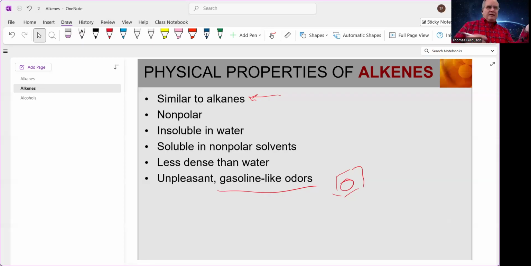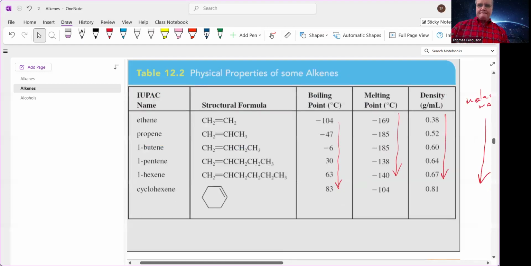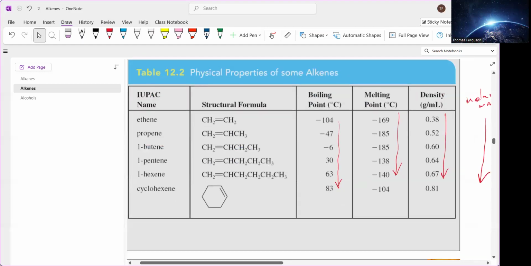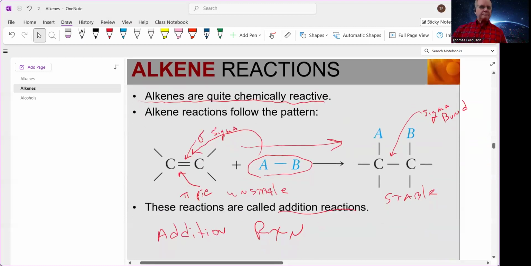Physical means how do they act without anything going on? Similar boiling point, similar melting point. Similar densities. Those are physical characteristics. Now, this is where it differs dramatically from alkene. Dramatically.